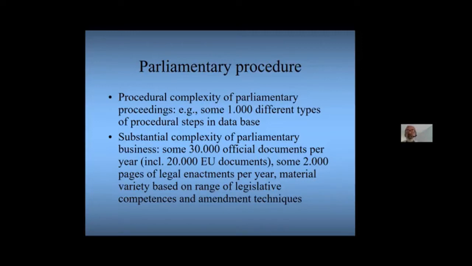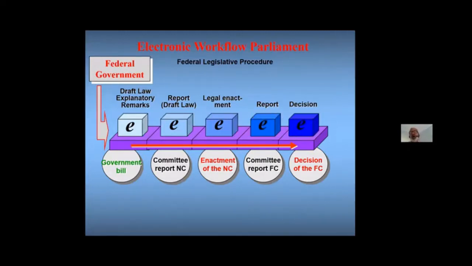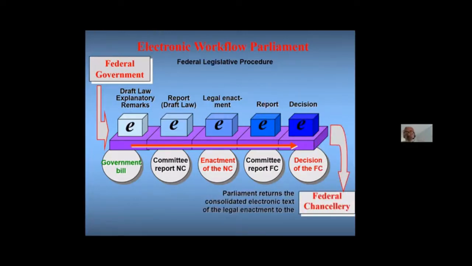So it's simply a lot of documents that we have to deal with. Just one figure: it's around 2,000 pages of legal enactment per year that we have to produce and to process. So here you have a diagram giving you a little idea of how the parliamentary workflow has been modeled electronically. Now, knowing that behind this simple diagram there are 1,000 different process steps, you can imagine that this diagram is extremely reductionist.